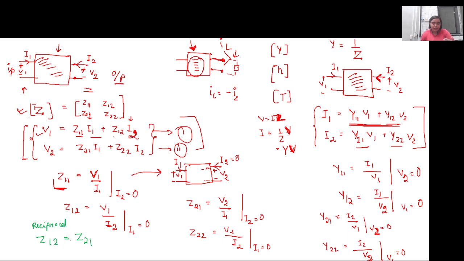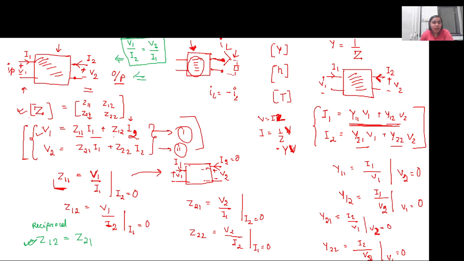Similarly, there is another condition which is known as symmetric. Reciprocal network means, from the output side, if you look into the network and you remember the reciprocity theorem, the sending end voltage by the receiving end current is equal to the receiving end voltage by the sending end current. From this particular relation, this relation comes out. This is when the network is said to be reciprocal.